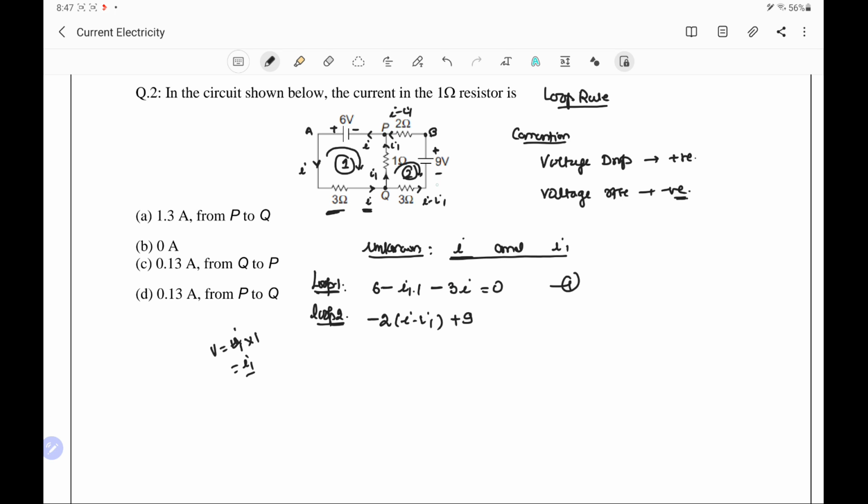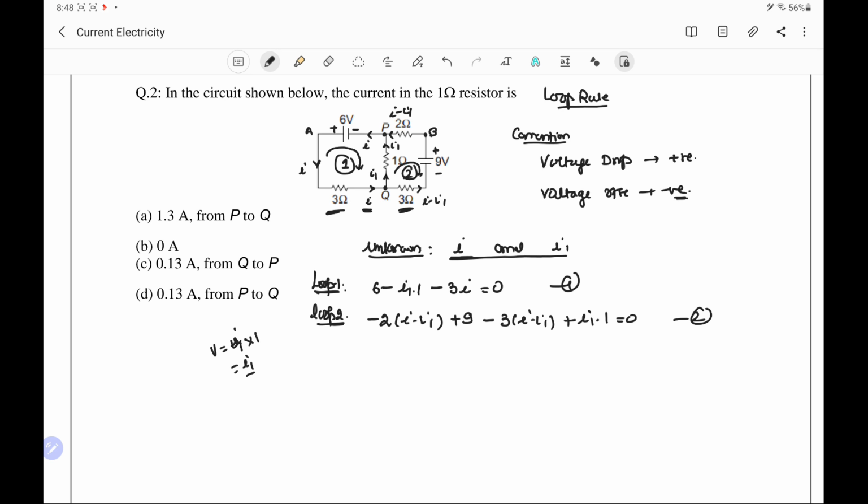Then we move further and encounter the 3 ohm resistor, and the current flowing through it is I minus I1, and it is in the opposite direction of the traversal, so it will be taken negative: 3 into (I minus I1). This is the voltage drop across the 3 ohm. From the 3 ohm we reach point Q, and from Q to P we move through the 1 ohm resistor, and now the current is flowing in the direction of the traversal, so this is taken as positive, so it is I1 into 1, and it should be 0. This is the second equation of loop 2.